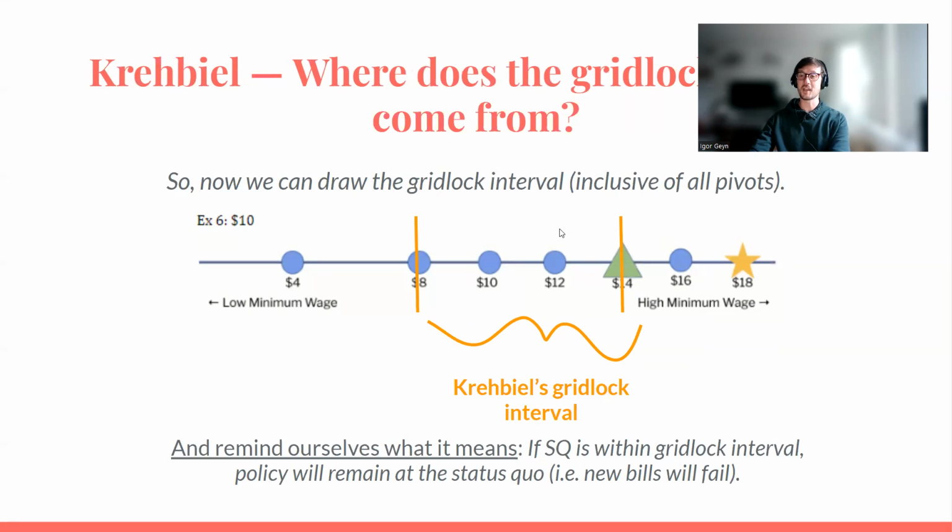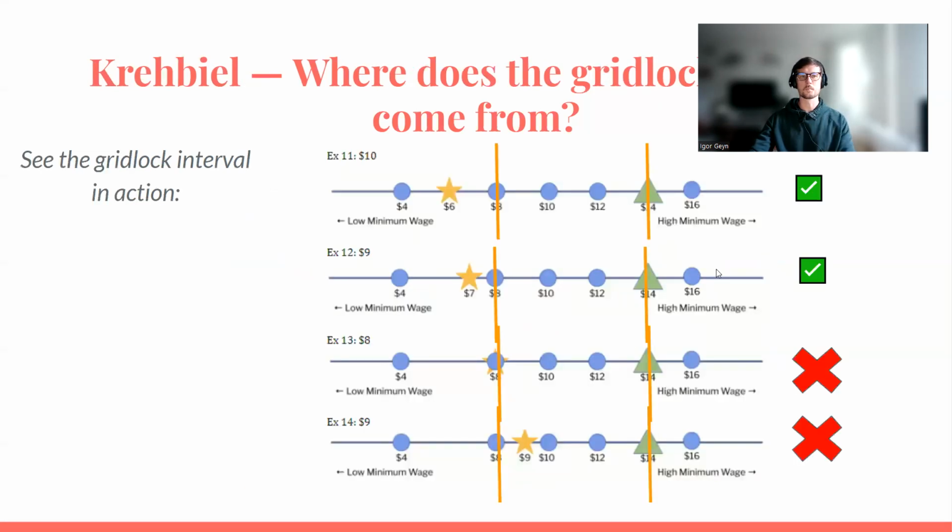So to just say all of that one more time, if a policy is proposed here in the gridlock interval, it will fail. It will not be passed, and policy will not move to that new proposed bill at the expense of the status quo. Okay. And so we can see that gridlock interval in action. We can actually see it working, right? And I just want to emphasize how effective the visual, the graphical understanding of the gridlock interval is, right? So redefining and remembering the gridlock interval is between the supermajority voter and the presidential pivot.